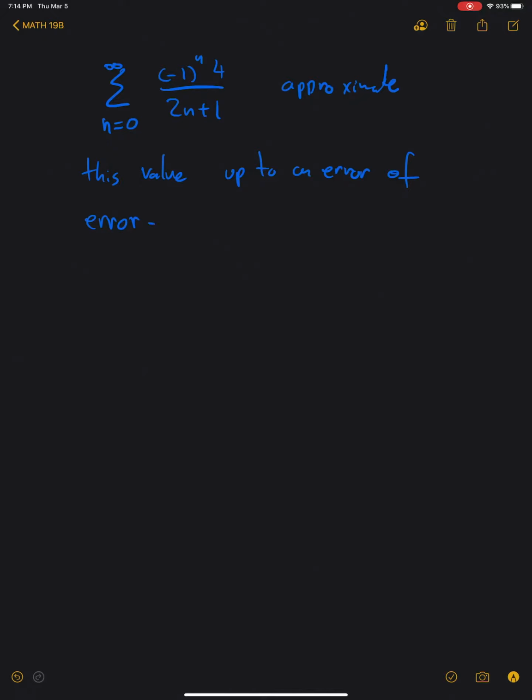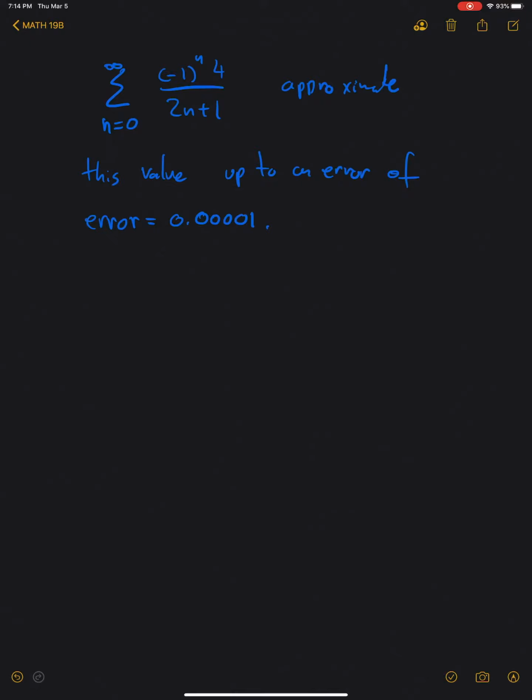Let's explore the following series. Suppose that we have the series from n equals 0 to infinity, negative 1 to the power n, 4 divided by 2n plus 1. And suppose that we want to approximate this value up to an error of 0.00001.